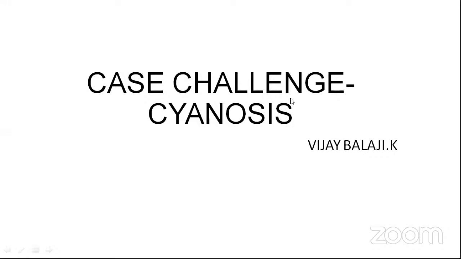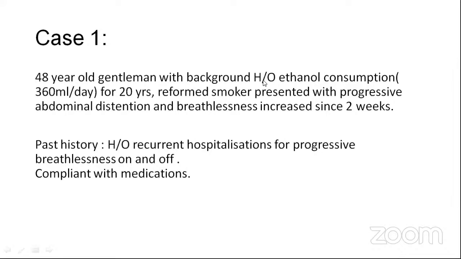We have 3 cases. A 48-year-old gentleman with a background history of chronic ethanol consumption, about 360 ml per day for about 20 years, and a reformed smoker, presents with a history of progressive abdominal distension and breathlessness, which has increased since 2 weeks. In the past history, he says he's been having recurrent hospitalizations for on and off abdominal distension and breathlessness since about 5 to 10 years. He's been compliant with all the medications. However, he's not been able to cut down on the alcohol.